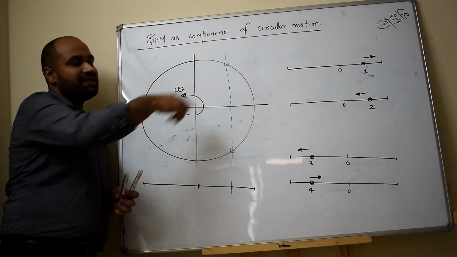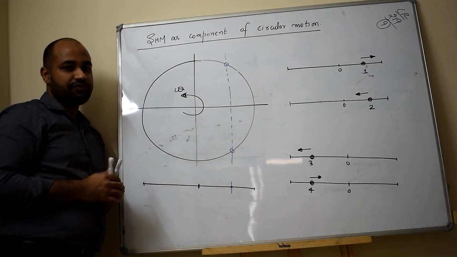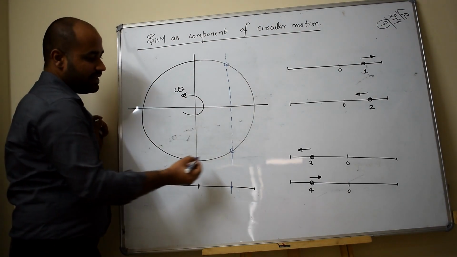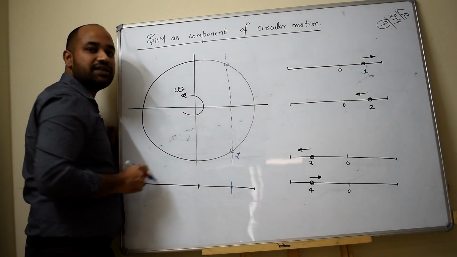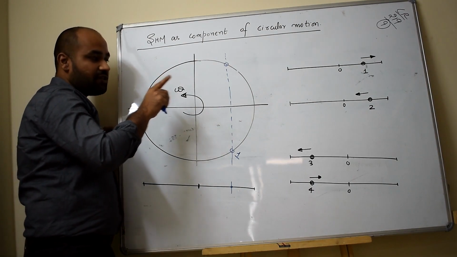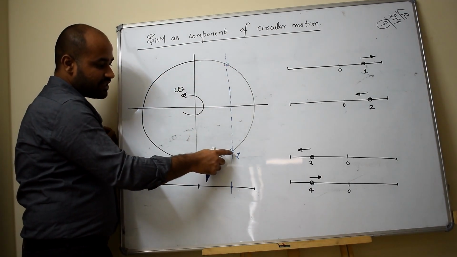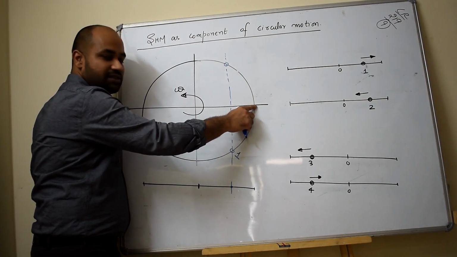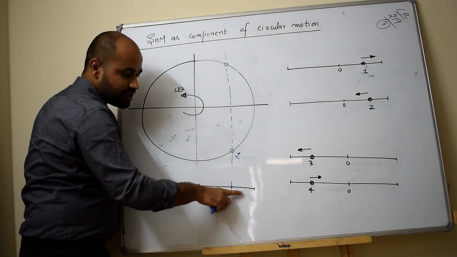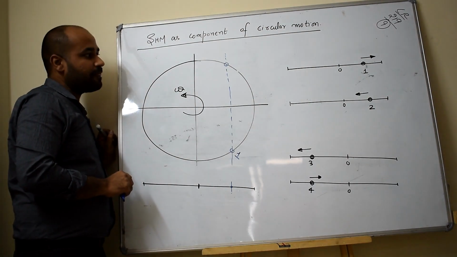But which one represents position 1, situation 1? I say definitely that it should be this position of the circle which must represent situation 1. Because in situation 1, the particle is moving towards right. Imagine if the particle is here on the circular motion, at the next instant it moves towards this direction. That means the projection moves to the right.